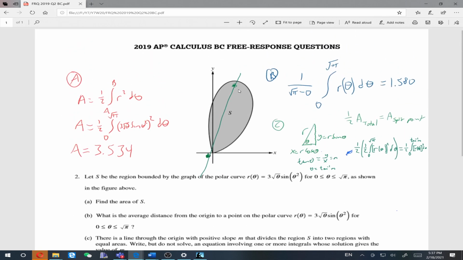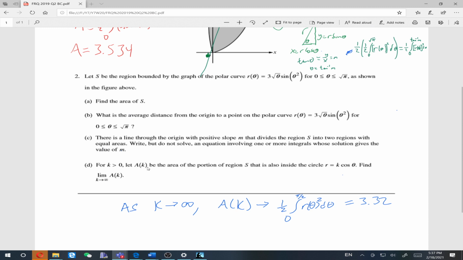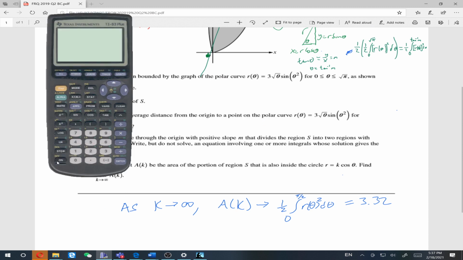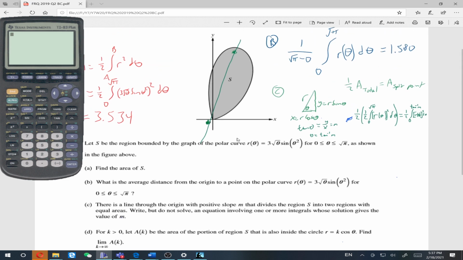Alright, so this was 2019 Q2, and we hit a wall yesterday when we were doing this. For the last one, my problem was when I went to graph this, I didn't graph cosine theta, I graphed cosine 0, and then we kind of got stuck after that. So I'm going to quickly graph what this looks like in the polar equation one more time. Let's talk about what's happening as our k approaches infinity. So this says there's some portion of this area S that's going to be covered as this k constant that I'm multiplying by cosine theta approaches infinity. It's 3 root theta sine theta squared, from 0 until root pi.